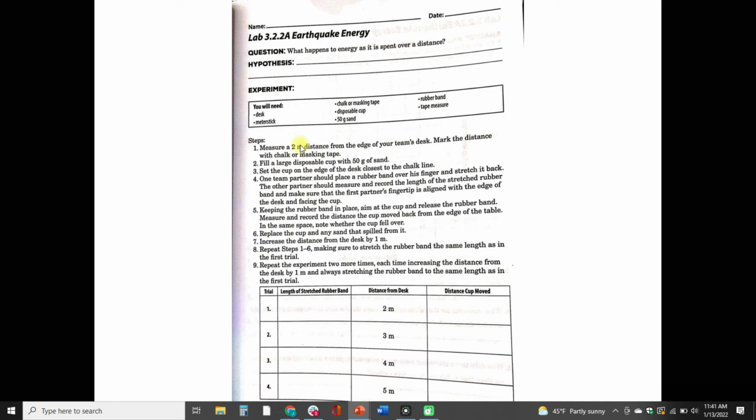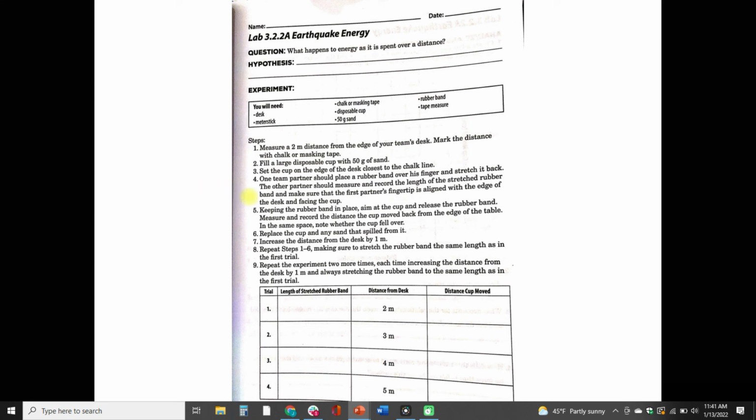Okay, this is the last thing I want to talk about. Short video today. I would like you to try to do lab 3.2.2a, earthquake energy, at home. You need a desk or a table. You'll need some masking tape, a cup of some kind. You do not need sand. This says sand right here, but you don't need sand. You do need a rubber band and a tape measure and a friend or family member. So do this along with your friends.